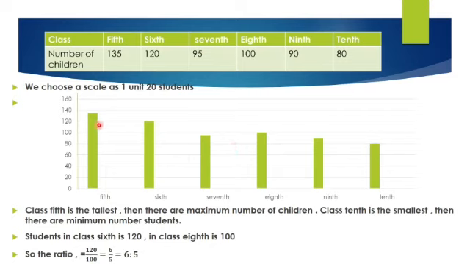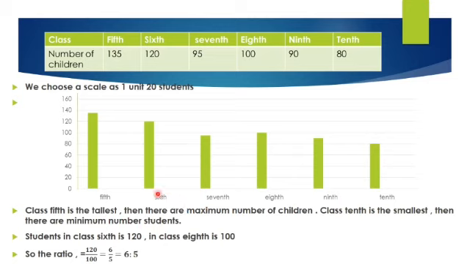Then which is the tallest bar? 5th class is the tallest bar. It means there is the maximum number of children in class 5th. Then which is the smallest? The smallest is 10th class. There is the minimum number of students.